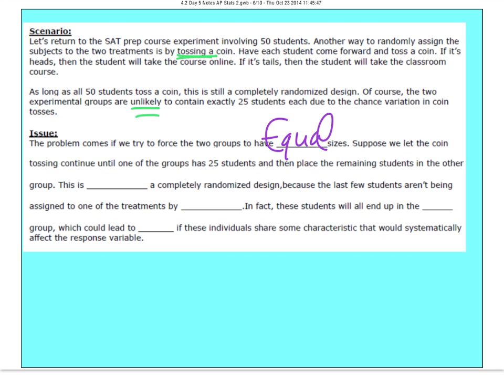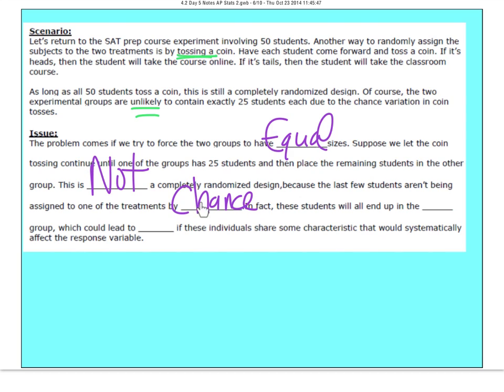Suppose we let the coin toss until one group has 25 students. Then place the remaining students in the other group. If you do this, it means not everyone flipped the coin. So this is not a completely randomized design, because the last few students aren't being assigned to one treatment by chance. They're basically the leftovers.